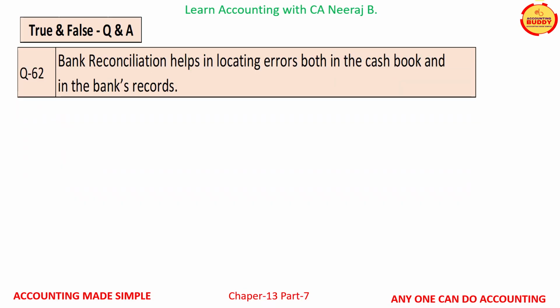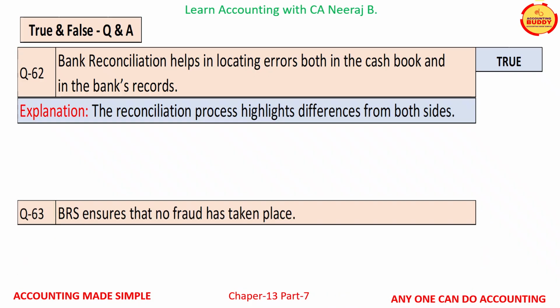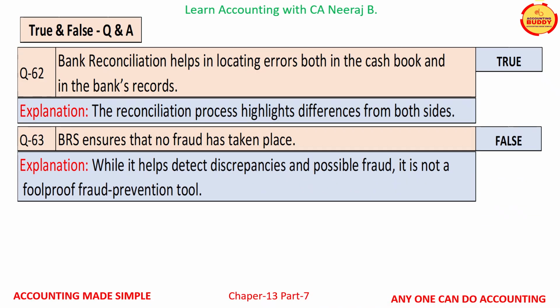Question number 62 is bank reconciliation helps in locating errors both in the cash book and in the bank's record. The statement is true. The reconciliation process highlights differences from both the sides. Question number 63 is bank reconciliation statement ensures that no fraud has taken place. This is a false statement. While it helps detect discrepancies and possible frauds, it is not a foolproof fraud prevention tool.